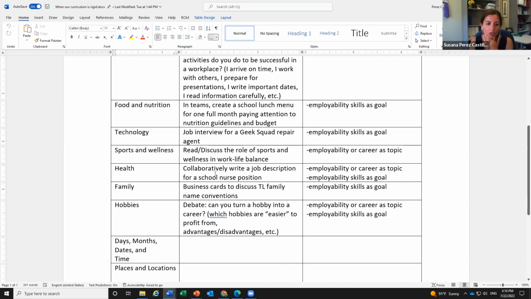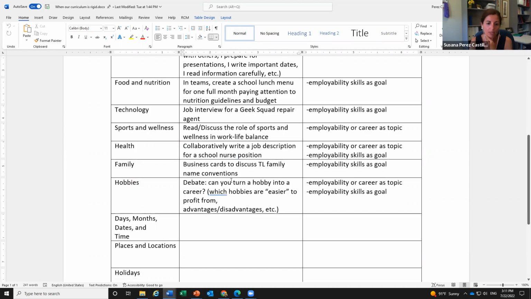For health, they could work collaboratively to write a job description for a school nurse position. For school nurse position, what would be the job description? And you're going to have a lot of health related vocabulary for that, if they're doing that. And then for the family unit, we did this activity. I showed you this activity yesterday, business cards, and then they're discussing the family name conventions in the target culture.